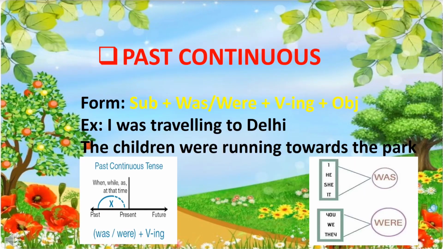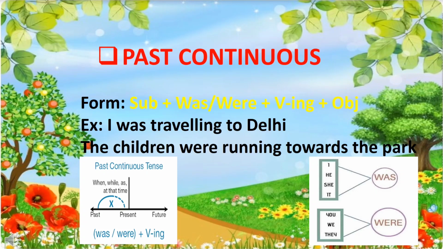Our next topic is past continuous tense. The formula for writing past continuous is subject plus was or were plus the ing form of the verb plus object. Here, two helping verbs are given in the form of was or were. From the table in the right corner, it can be easily understood that was is used along with the subjects like I, he, she, it, or any singular names. Were is used along with the subjects like you, we, they, or any plural names.